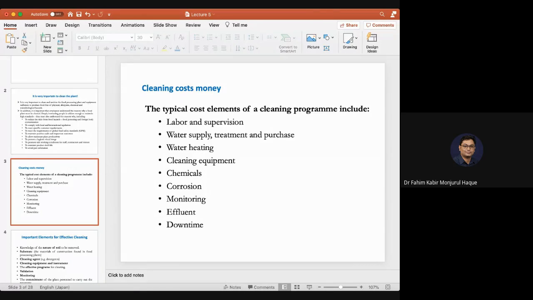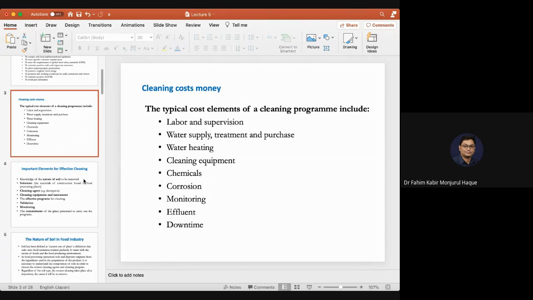So that's why many food company owners try to avoid a proper cleaning program, to save some money. It's bad, but it's a common practice by factory owners. They try to skip cleaning, or at least they try to skip some of the steps of the cleaning procedures to reduce the cost. So these are all those points which contribute to the cost.